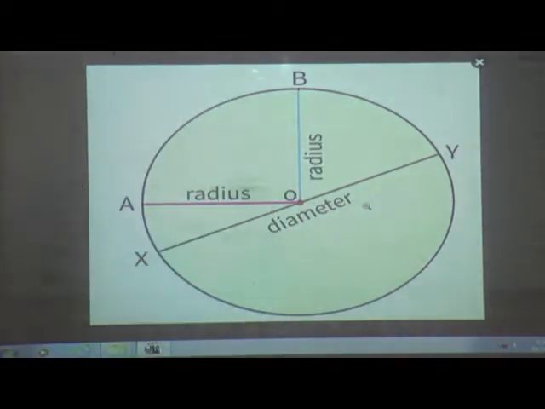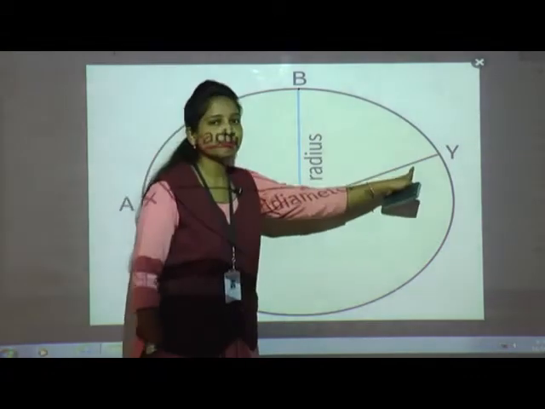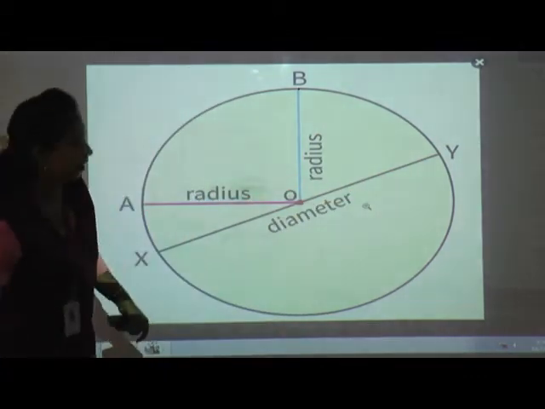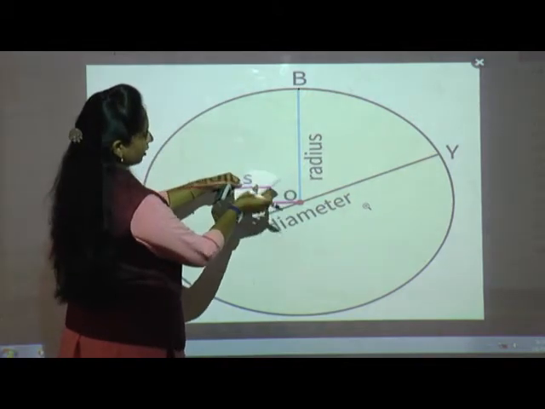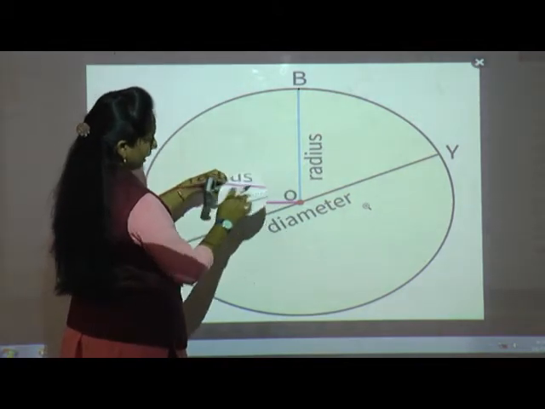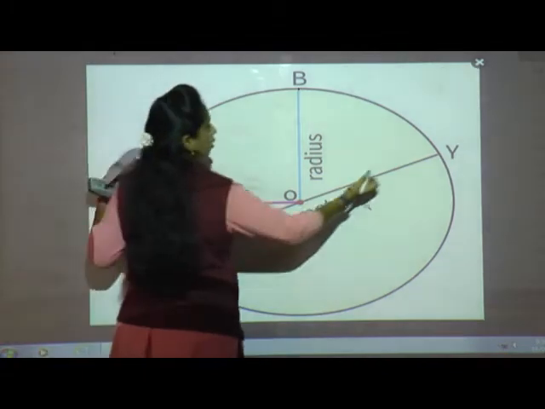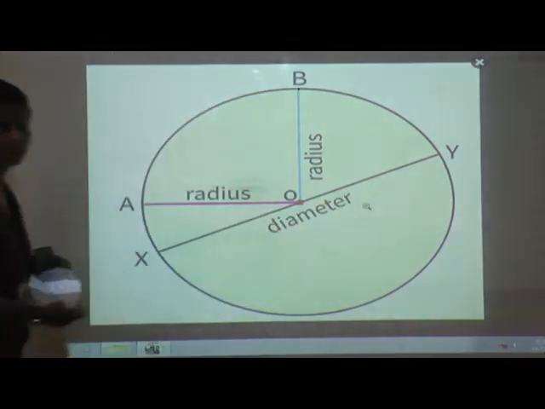Now you understood about the circle. Now see the X and Y. What is it? X and Y. Do you remember? This is our circle, isn't it? When we folded the circle, we got one line. This is that line. So this line is called a diameter.